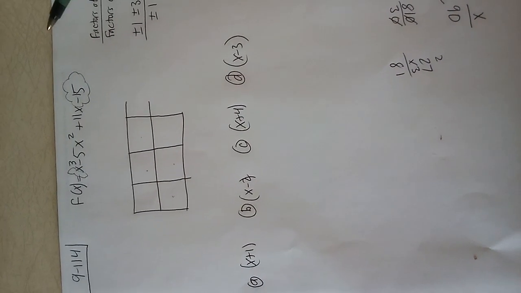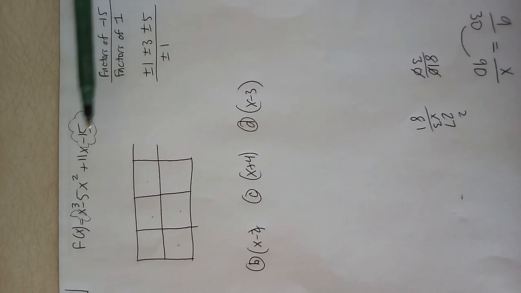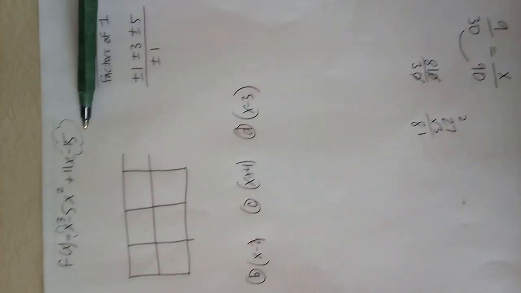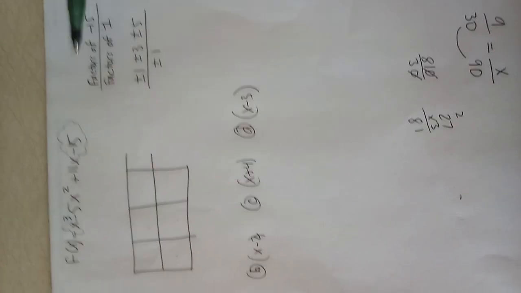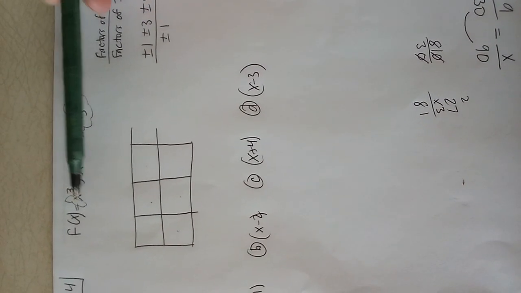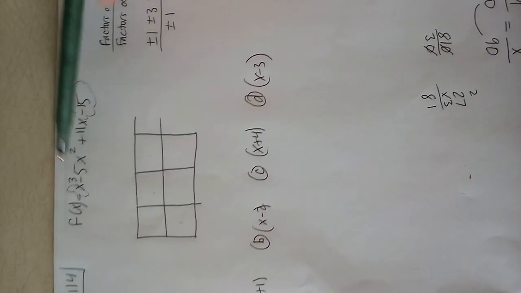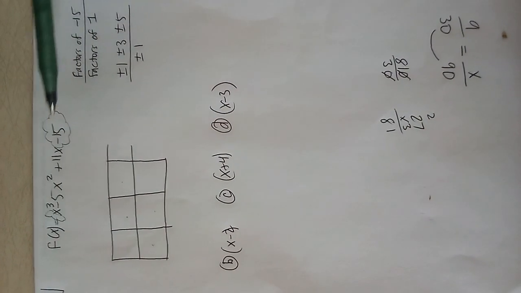So there's a little rule that says if you take the factors of the constant term, which in this case is -15, and divide by the factors of the lead term, which is the term with the highest exponent, that in this case is just 1, those will give you all your possible factors that would divide into the cubic.